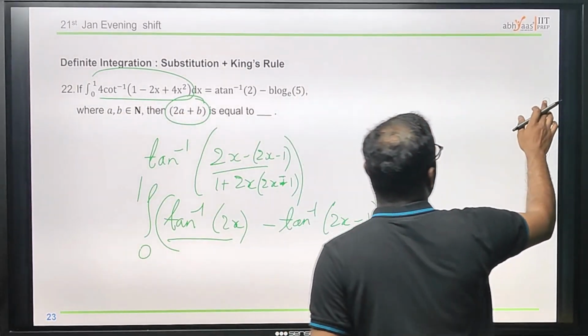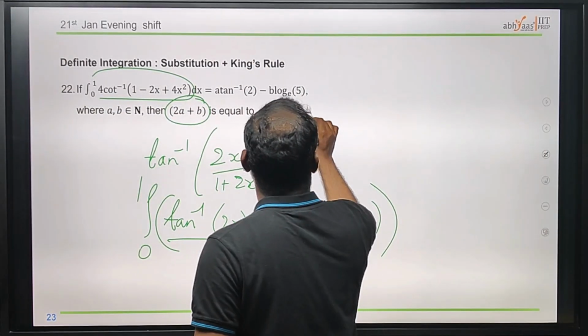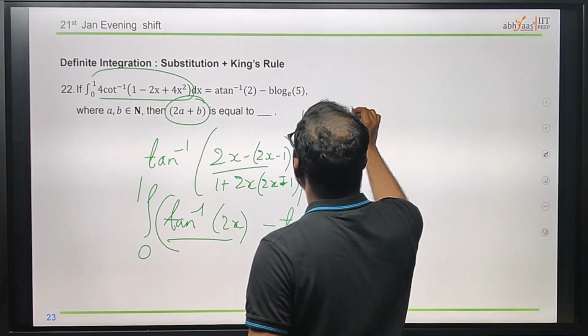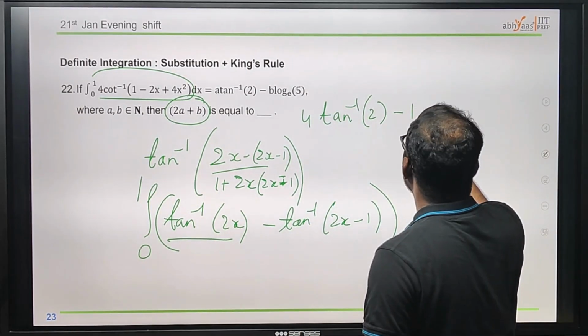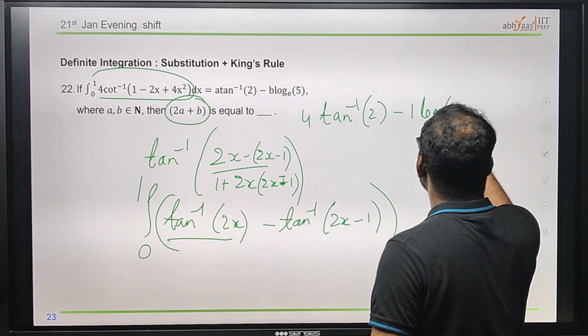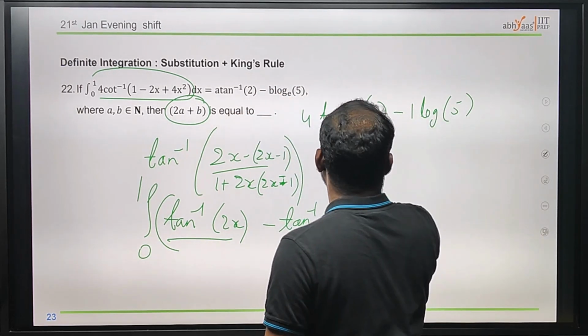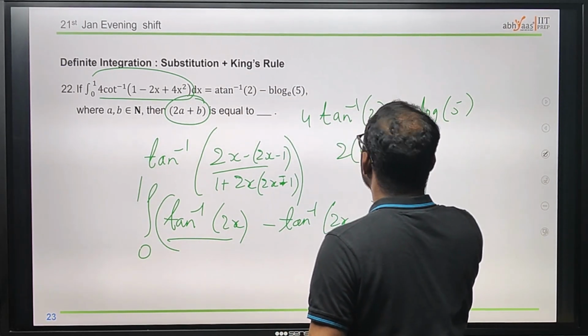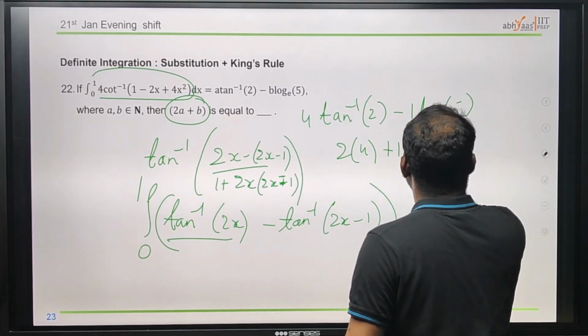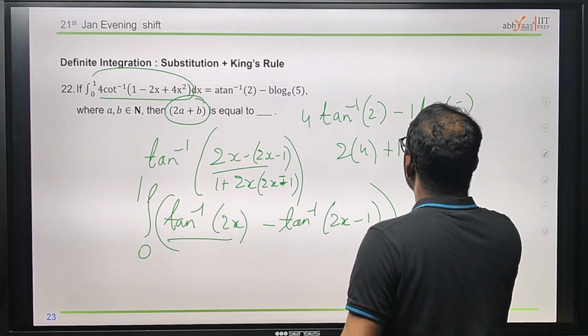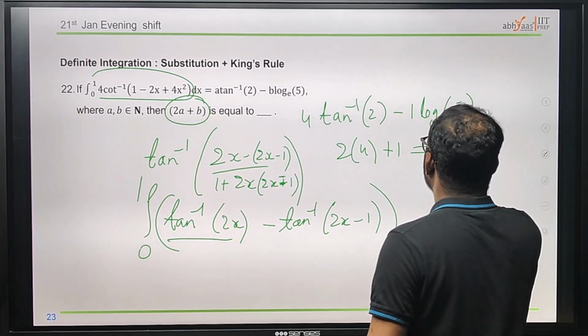Next, we will get 4 tan inverse of 2, and here we have 1 times log 5. If we add those things, which is 2 times 4 plus 1, we will get 9.